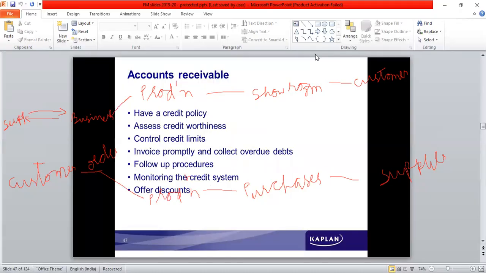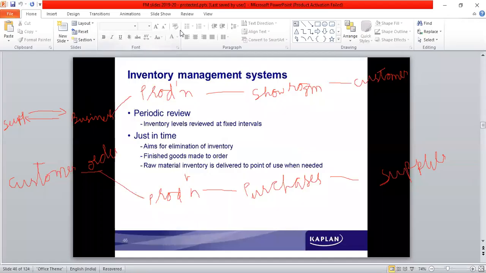Excuse me, ma'am. Yes. Can you please tell me what does elimination of inventory mean once again? The traditional method, what are they doing? They're purchasing even before there is an order. They're purchasing material. The material is received from the supplier and stored in the stores department. So inventory is there in the stores. Then they take up the production.